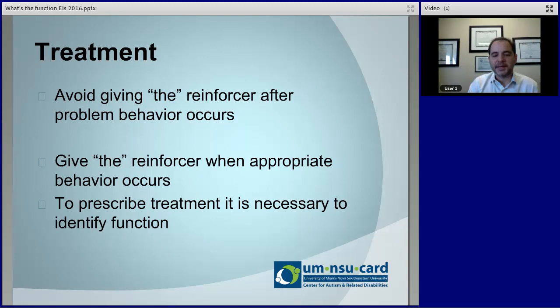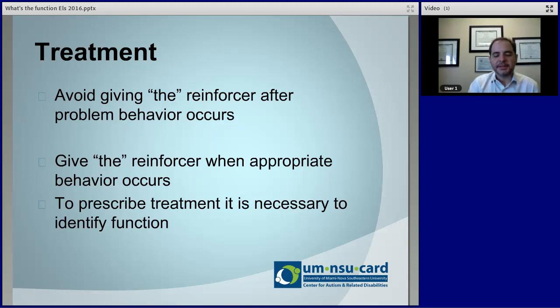Ruthie's asking, can we get copies of the PowerPoint? Yes, I believe you can. The host, the ELS for Autism Foundation, I believe would be able to provide that. So yes, I'm pretty confident the answer is yes. Okay, anything else? I hope I'm not going too fast.